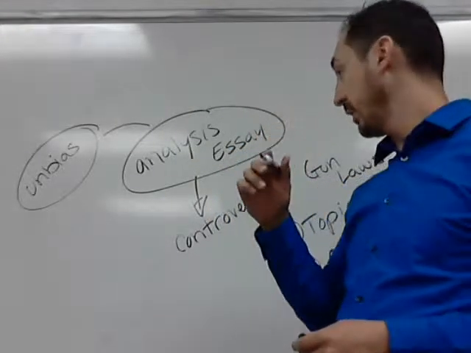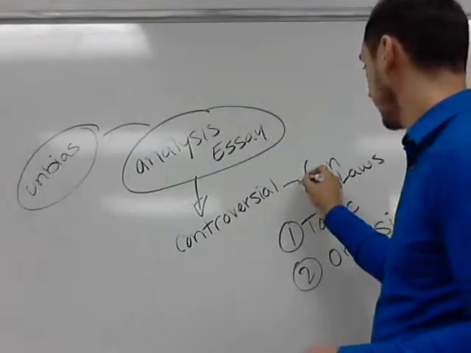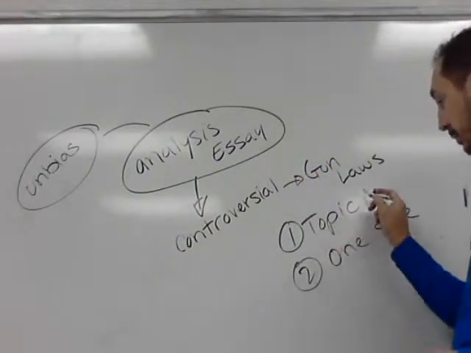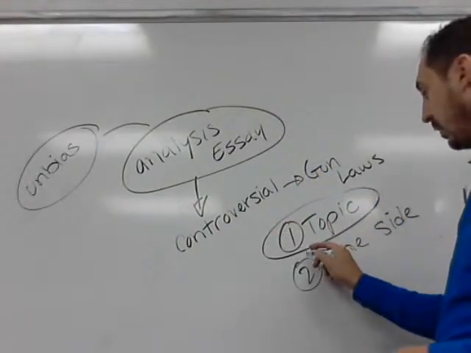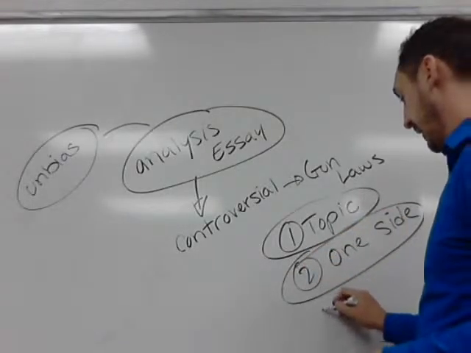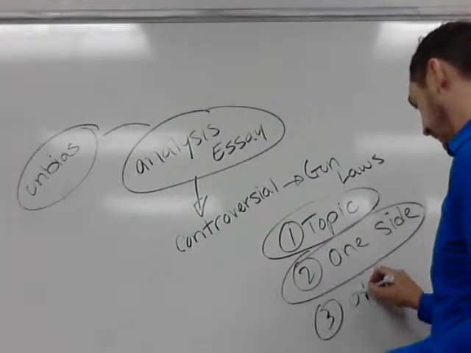You need to have the controversial issue, which in this case is gun laws. You describe that issue. You describe one side of the argument, and then the third part is you describe the other side.